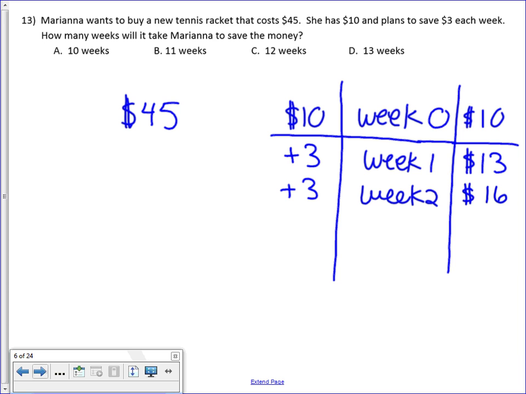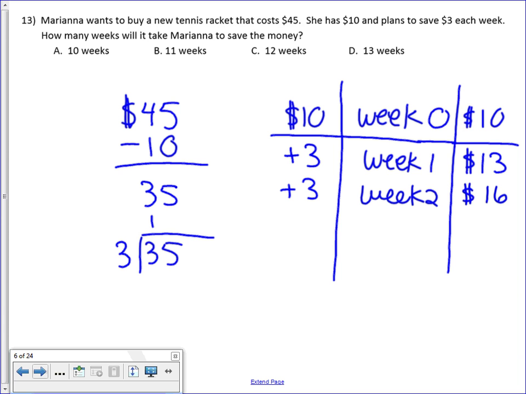Or I can do some math. If I already have $10, I'm going to subtract 10 and I get 35. Now, the $35 needs to be divided up by $3 because I'm spending $3 a week. So I'm going to take that 35 and divide by 3. 3 goes into 3 one time. 3 goes into 5 one time with a remainder of 2. And I'm actually going to use this remainder 2 thing here for a minute.